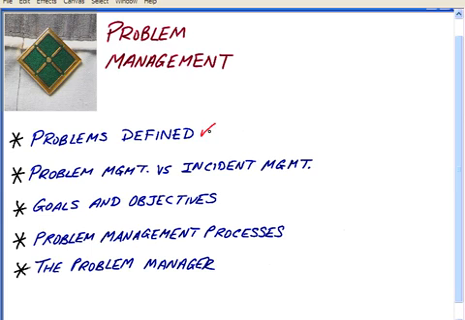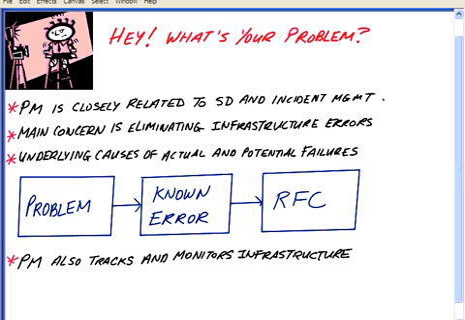We'll also compare problem management to incident management, and in the course of that, comparing problems to incidents. They're two different things. We'll look at the goals and objectives of problem management. We'll explore the problem management processes, and then finally, the very important role of the problem manager. When it gets right down to it, the bottom line is this.